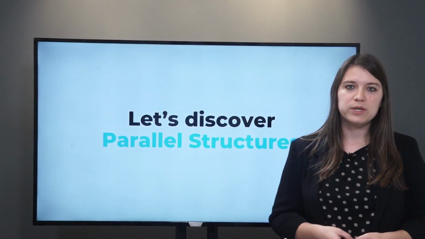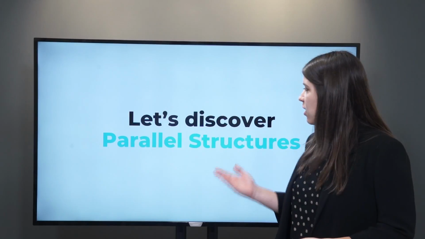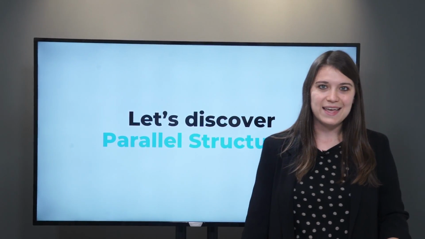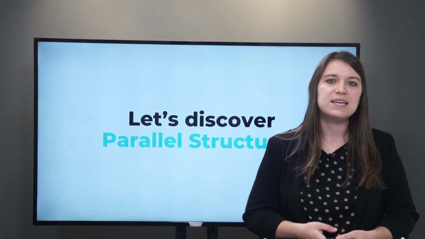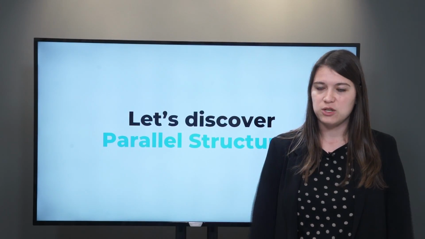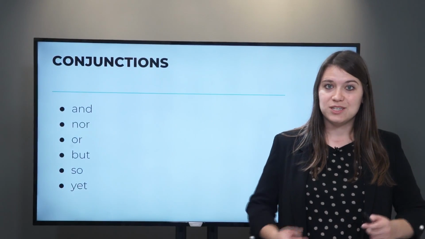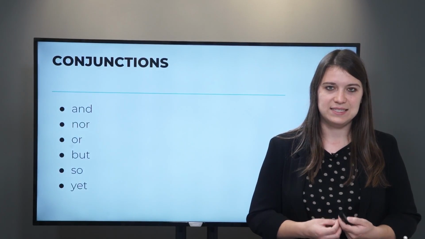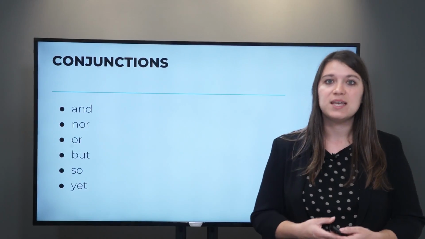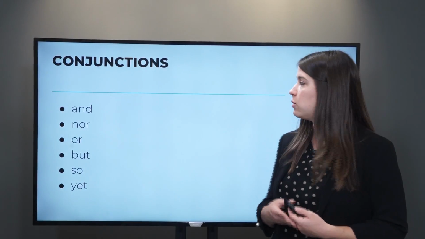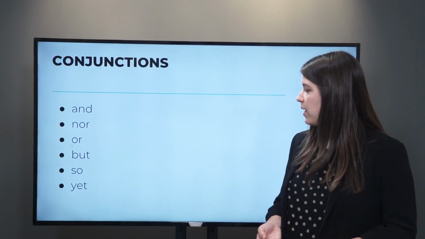Okay, so today we're going to talk about an advanced grammar topic, which is parallel structures. This is really important in your writing in English. I'm going to explain what that is, and this way you will sound more fluent and you will be a better writer. So the first thing, we need to use conjunctions in our writing to connect sentences together. A conjunction connects two parts of a sentence or multiple parts. The most common conjunctions in the English language are and, nor, or, but, so, and yet.